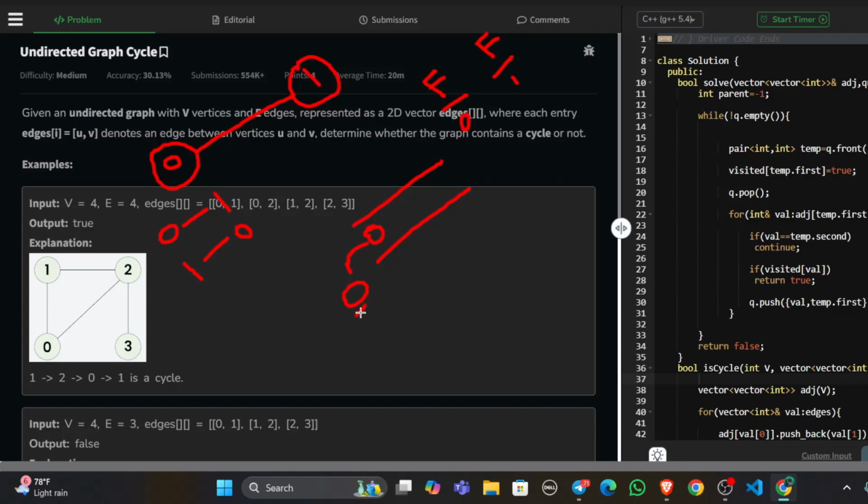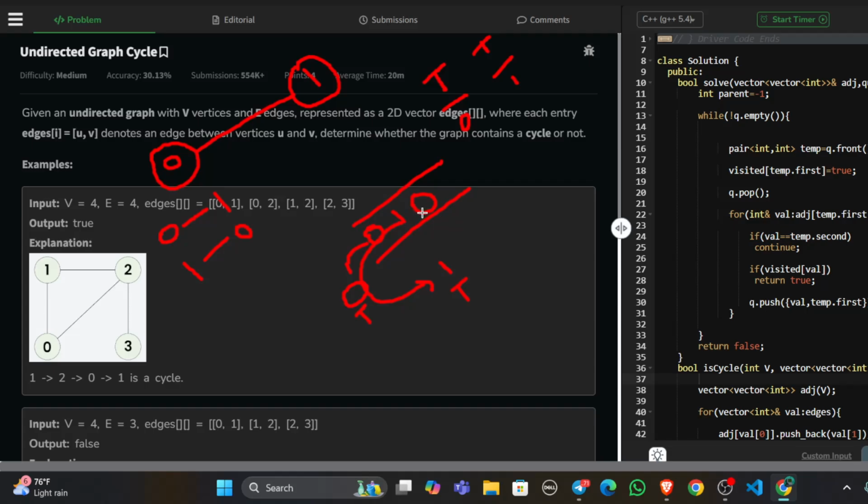Now we pop zero and mark it as true, as we discussed previously. We push all the elements connected with zero, which is one. Then in the next step we pop one and mark it as true, and push all the neighbors connected with one, which is zero.